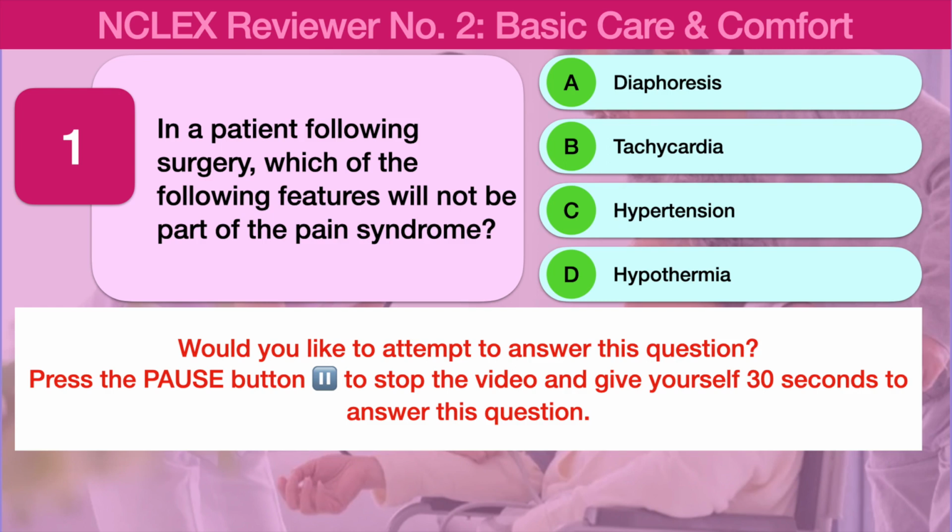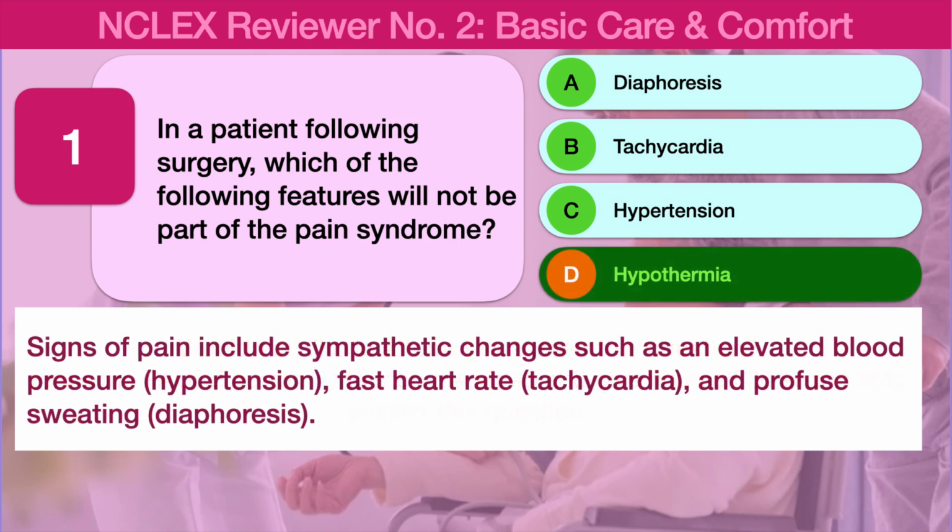Question number 1. In a patient following surgery, which of the following features will not be part of the pain syndrome? A. Diaphoresis. B. Tachycardia. C. Hypertension. D. Hypothermia. The correct answer is D. Hypothermia will not be part of the pain syndrome in a patient following surgery.